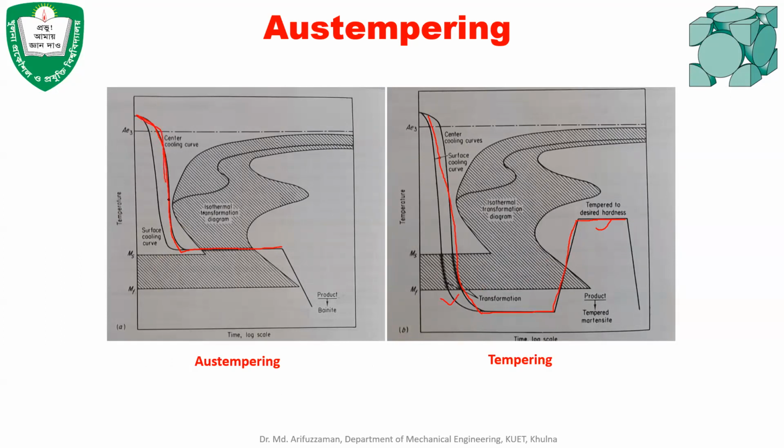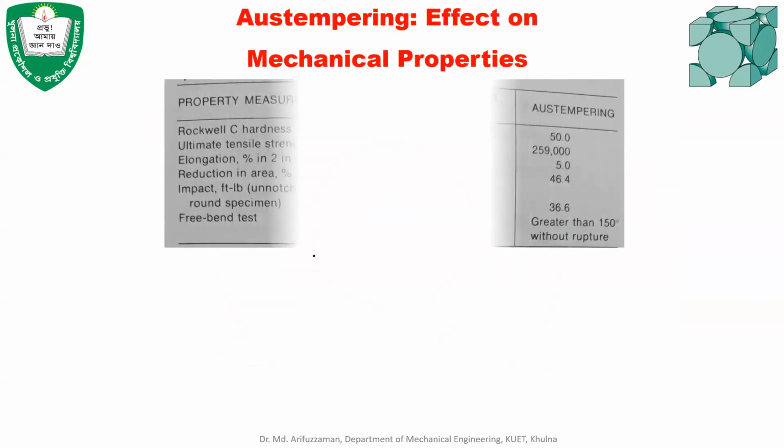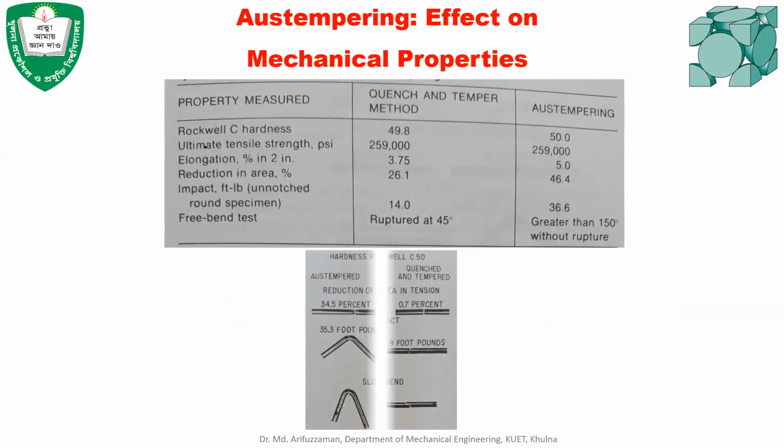Austempering is done at the same time. It's a continuous process, and for tempering you need to do the hardening first and then raise the temperature to a certain temperature to transform the hardened martensite into bainite. Okay, that's how tempering works. Austempering is always better than tempering. How? If you want to know that, then we need to compare the mechanical properties.